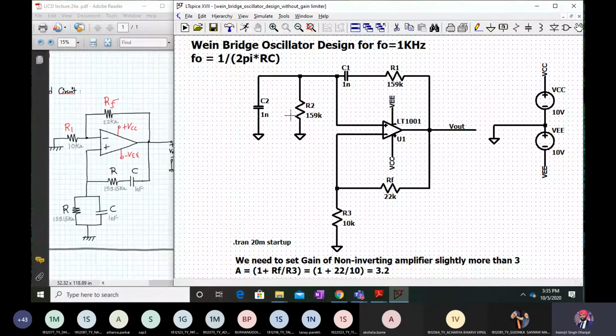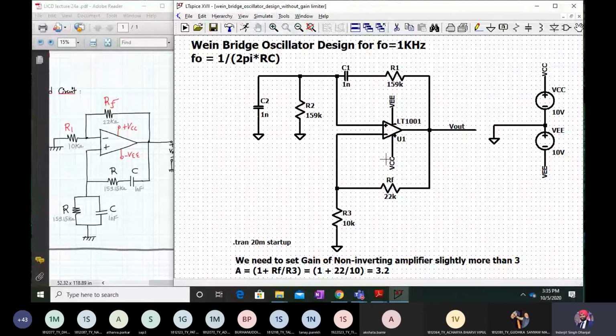It will give you error. So over here, my value of C is 1 nanofarad and value of R is 159 kilo ohms. Over here, this is a parallel network. So in the parallel network also, the capacitor value is 1 nanofarad and R is around 159 kilo ohms.